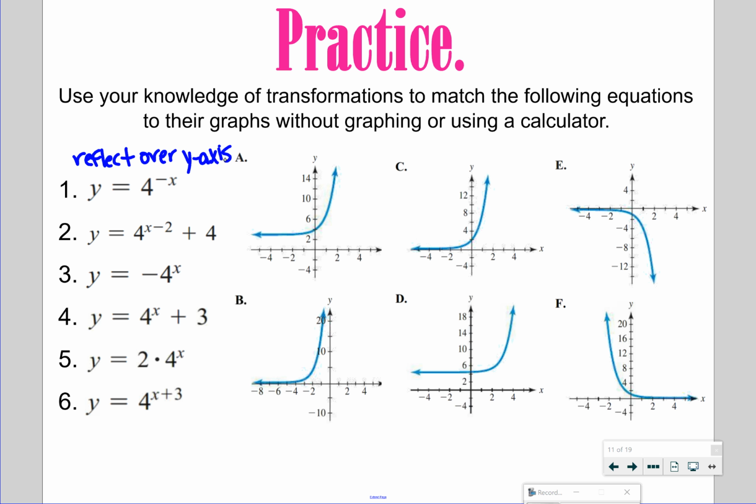So then you want to use that knowledge to figure out which of the following graphs looks like an exponential growth function, which is this shape here, that's been reflected over the y-axis, and then go from there. Okay, so this is all matching. I'll give you a few minutes to try it.